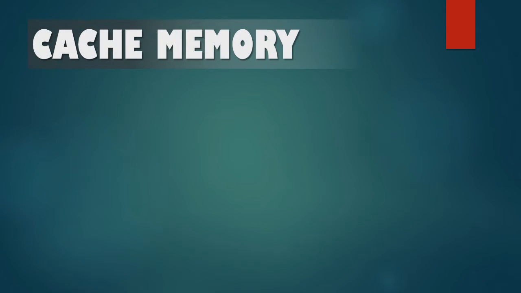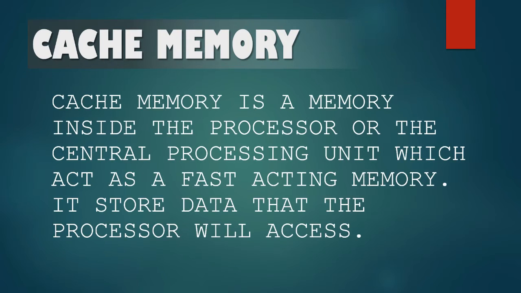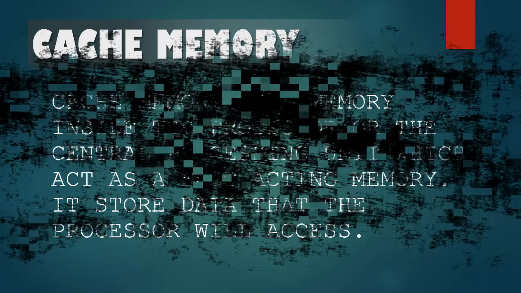But before we proceed to further discussion, let's first define what cache memory is. Cache memory is a memory inside the processor, or the central processing unit, which acts as a fast-acting memory. It stores data that the processor will access.